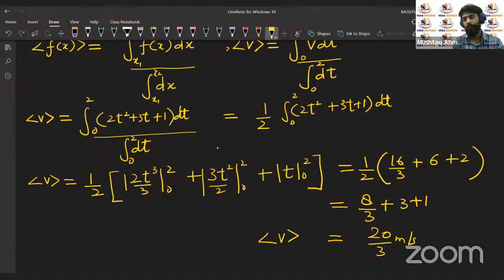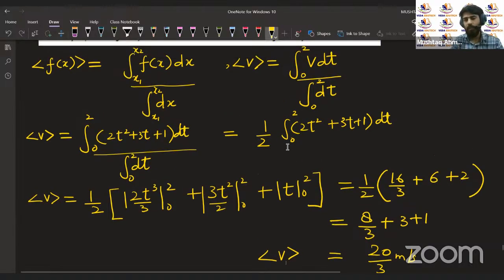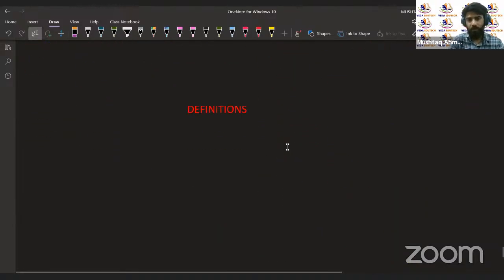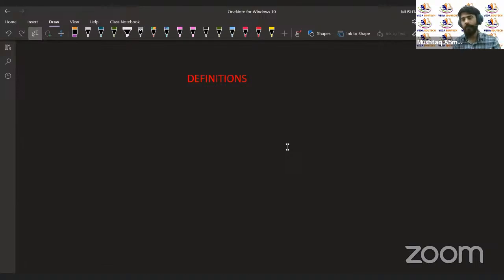So this is how we calculate the average velocity using the method of integration. We can also calculate the average velocity using the concept of total displacement over total time. And this is one more way to calculate the average velocity using the concept of integrations, right? So that's it. Now we will be further discussing some of the definitions related to motion along a straight line, right? Some very important definitions, correct?